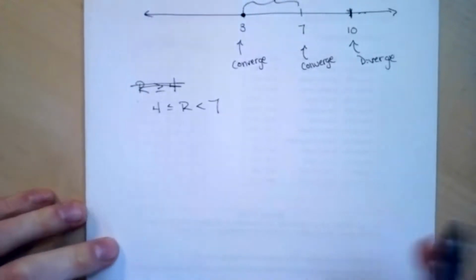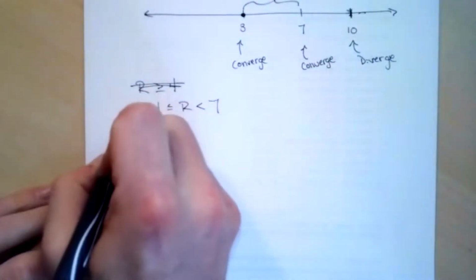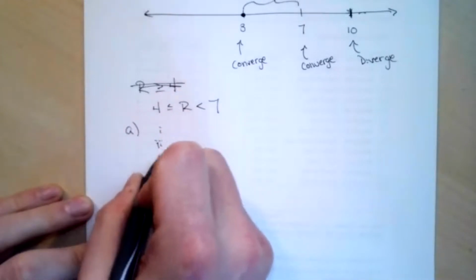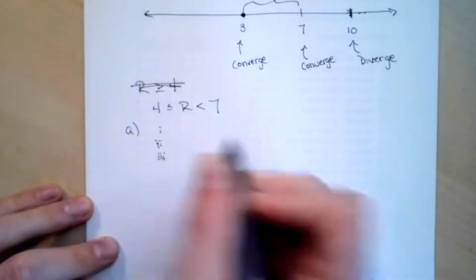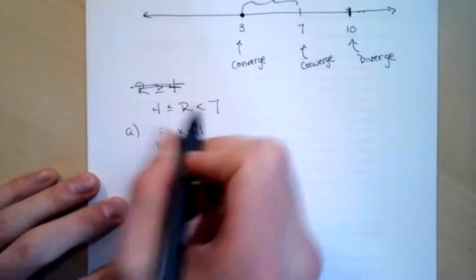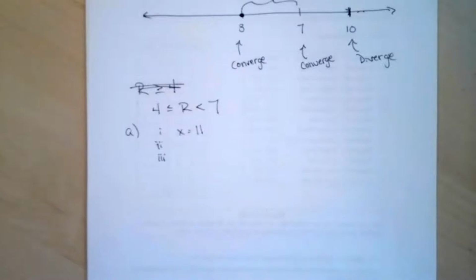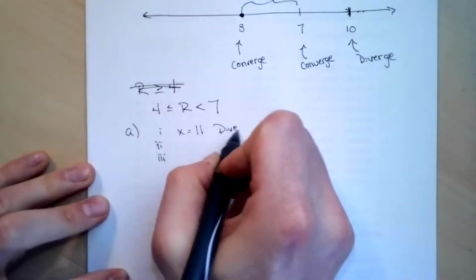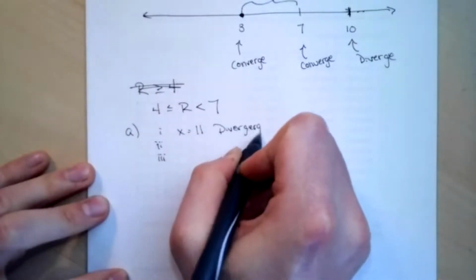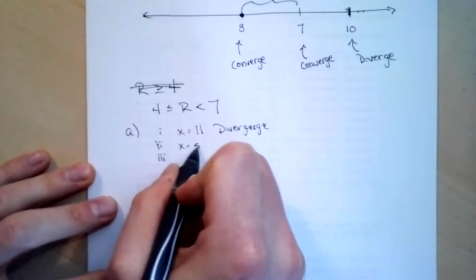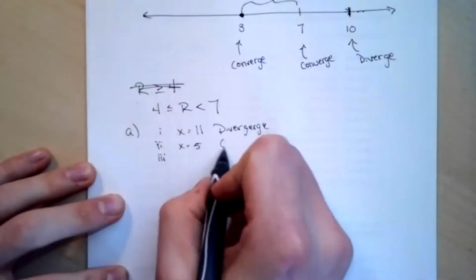So on, like, A, B, and C, or sorry, 1, 2, and 3 on part A, at x equals 11, what's going to happen? It's going to diverge. Yep. So diverge, we are outside of the radius. And then x equals 5. Converge.